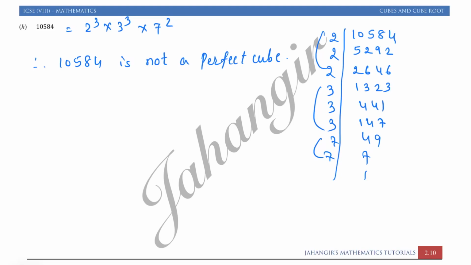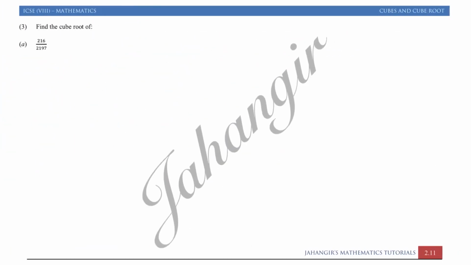Hope you understood how to find cube root. Now we will do some fraction questions. Find the cube root of 216 upon 2197. So first we will find the cube root of 216. If you know it, that's okay, but you have to show the method.